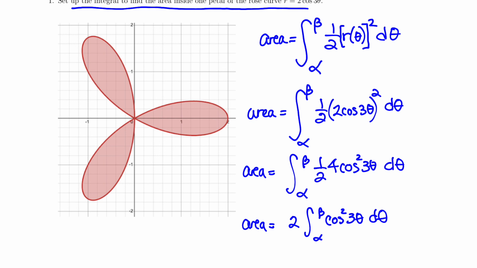We're not there yet. I still want to know what alpha and beta are. Now, we talked about this in class, so I know you have it in your notes. Pick any one of these curves and give me some limits that I can apply.